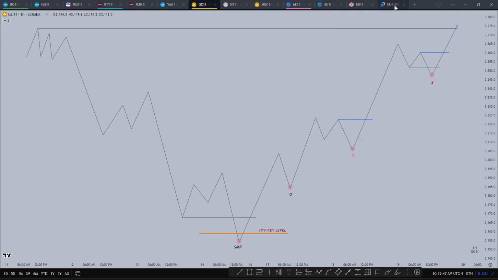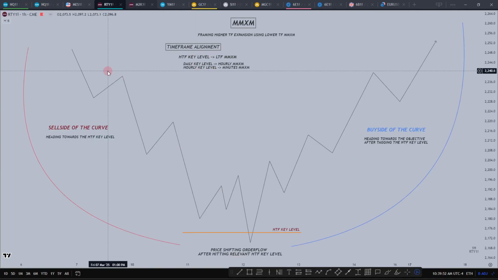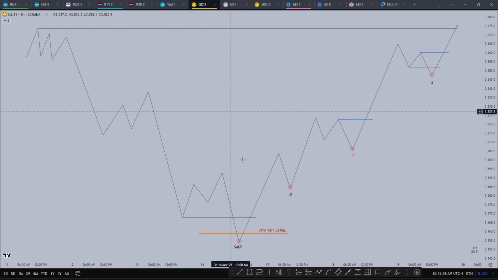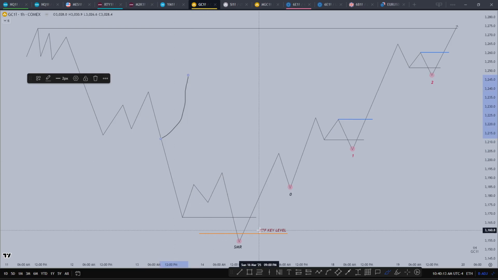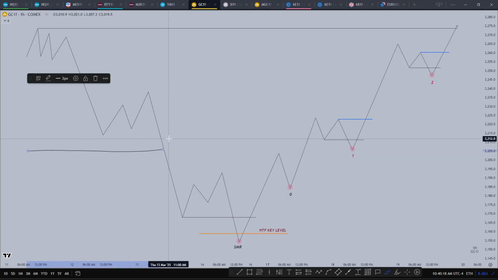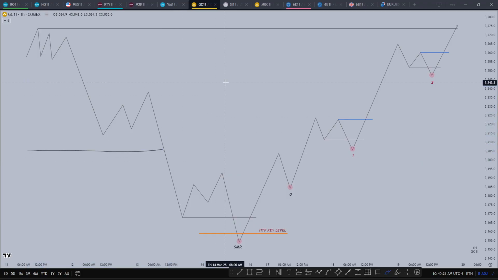I can't go to the most advanced one directly. That's why I made you understand this at first, then this. Same way here. So you don't want to frame or try long, even if you have a bullish bias. When price is in the sell side of the curve, it won't go higher until the relevant key level is hit. And you don't need to predict which relevant key level would sponsor the move higher. Like for the bullish example, you don't need to know.